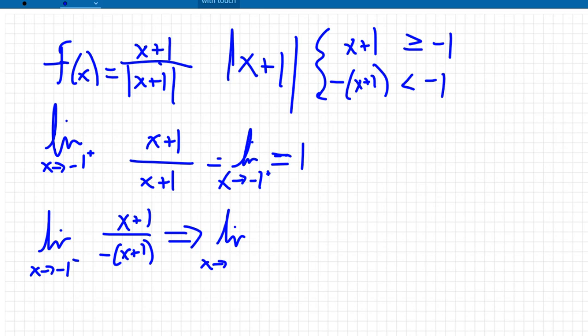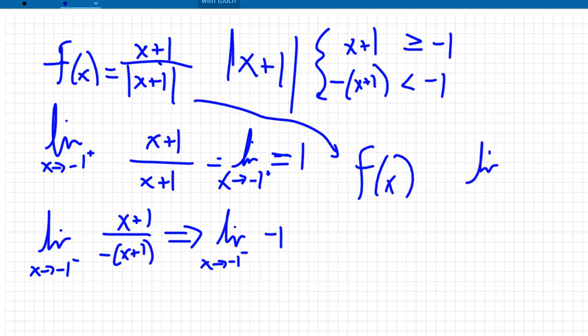The limit as x approaches negative 1 from the left-hand side is going to be negative 1, because we have that extra minus sign. So remember, very important, by the definition for limits, if it's not the same from the left-hand side as it is from the right-hand side, that limit does not exist. We found the limit from the right-hand side and from the left-hand side, and they do not match. They are not equal. So if you have this function and we want the limit as x approaches negative 1, the limit actually does not exist.